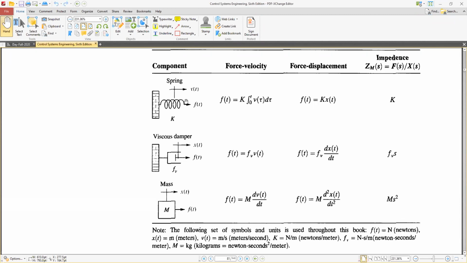Now the relation between force and velocity. F is the force, V is the velocity, tau is the time. K is the constant, known as the spring constant. The force-velocity relation is f(t) = K times the integral from 0 to t of v(tau) d tau. And the force-displacement relation is f(t) = K x(t), where x is the displacement, the distance. The impedance is K, that is F(s) by X(s).